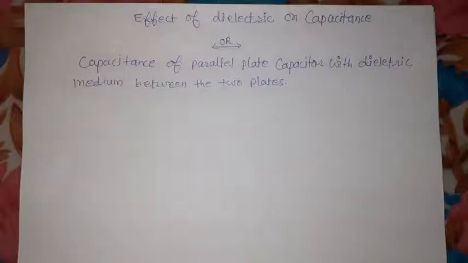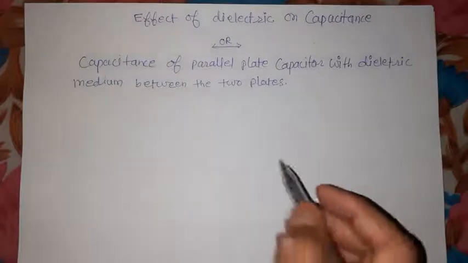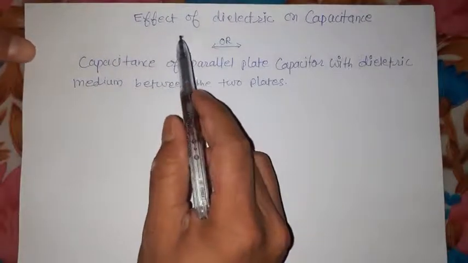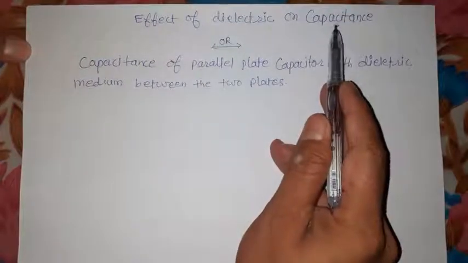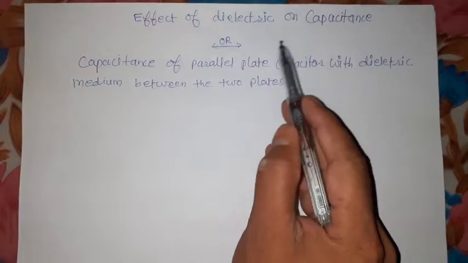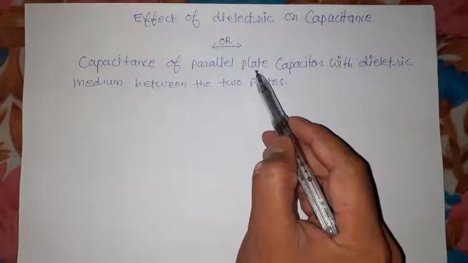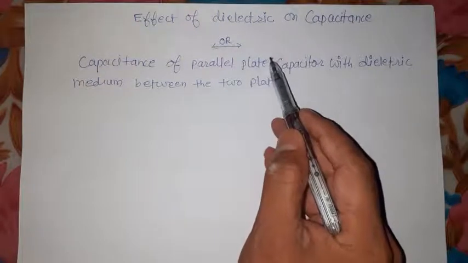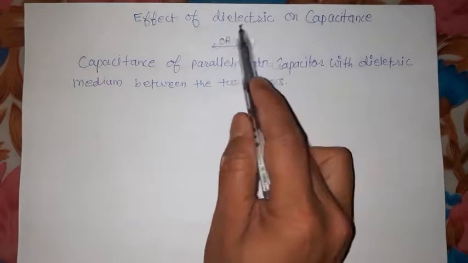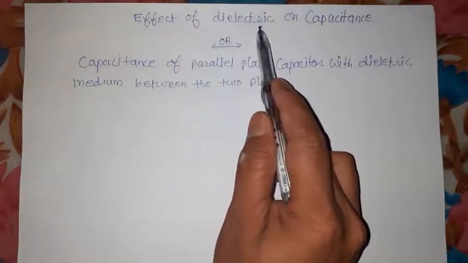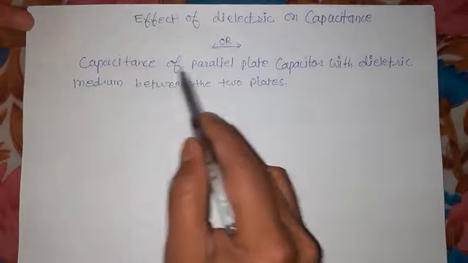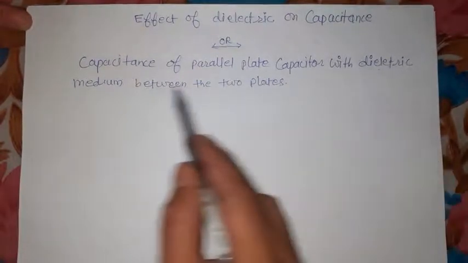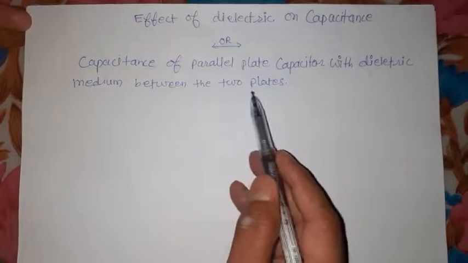Hoping for your best. So I'm here today with a new topic regarding the capacitor: the effect of dielectric on capacitance. Student, if we place a dielectric medium between the plates of a capacitor, what will be the effect on its capacitance? We can also call this the capacitance of a parallel plate capacitor with a dielectric medium between the two plates.